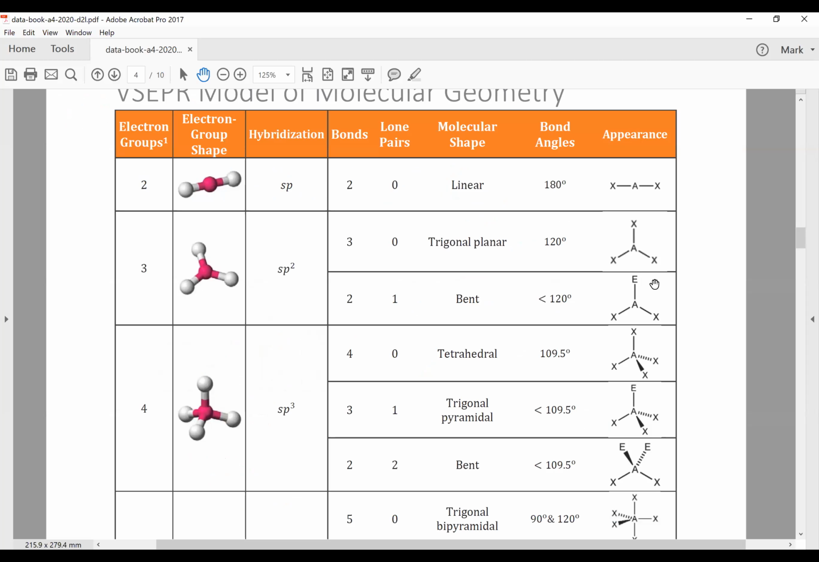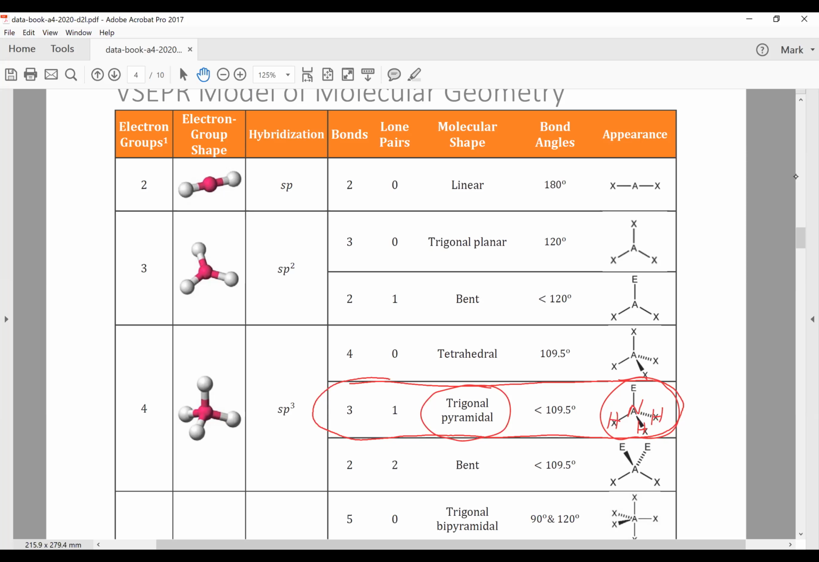I'm reading my data booklet now, and I'm looking for the correct bonds and lone pair. I go down, I'm looking for 3 bonds and 1 lone pair. 3 bonds and 1 lone pair. Oh, here it is. So the name of my shape is called trigonal pyramidal. Again, you don't need to memorize this. You just need to know how to find it in a list. And here's my shape. Okay, for the A, I would put in the N. For the X's, I would put in the H's, and there would be my shape.